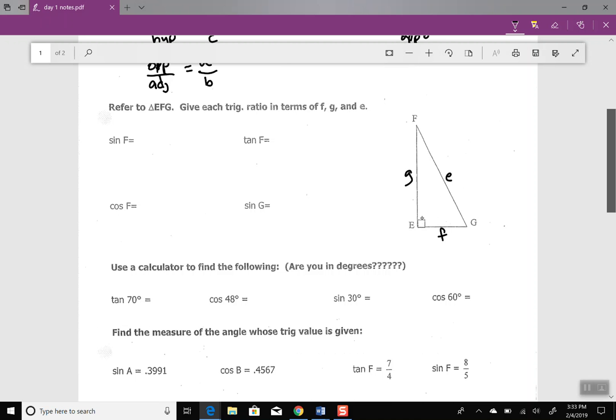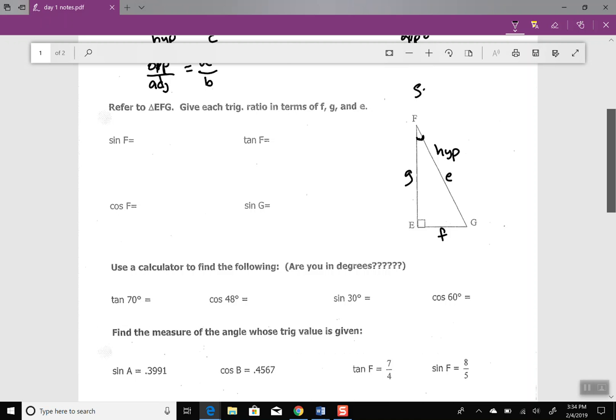And again, I can label my hypotenuse right away as well. Opposite the 90 degree angle, the longest side, is the hypotenuse. So this side's automatically going to be the hypotenuse. And it looks like I've got sine of F, tangent of F, and then I need to be careful with this last one. It's sine of angle G. So for starters, we're going to be looking at angle F, and I'm going to be using my SOHCAHTOA to help me out.